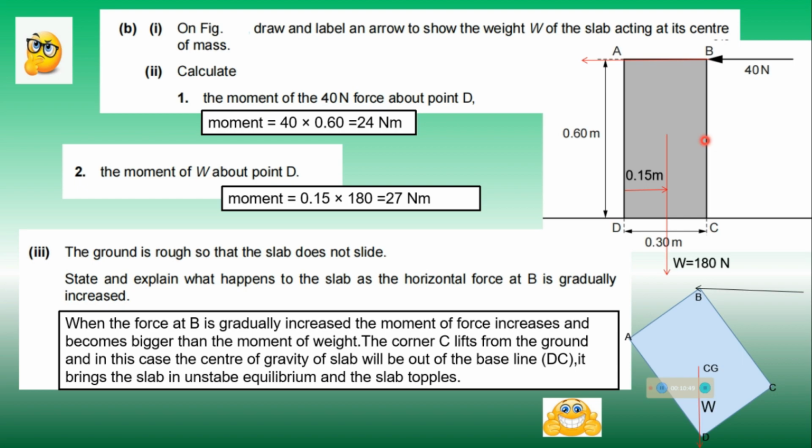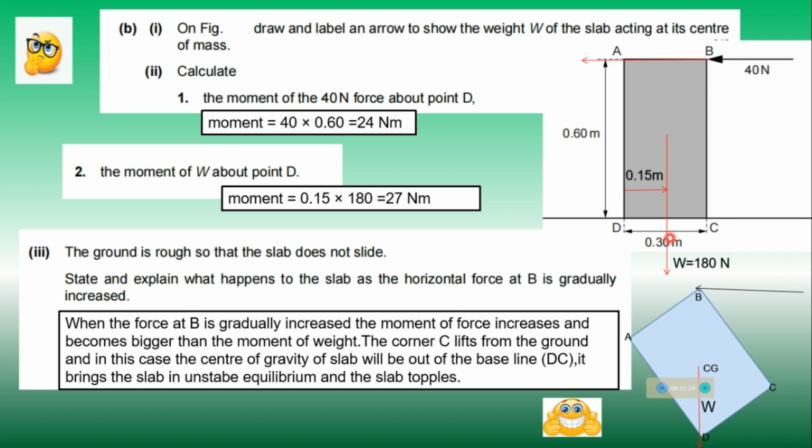On this figure, draw the label and arrow to show the weight. This is the weight acting on the slab at its center of mass. Calculate the moment of the 40 Newton force about point D. The perpendicular distance of the force from D is 0.15 meter.